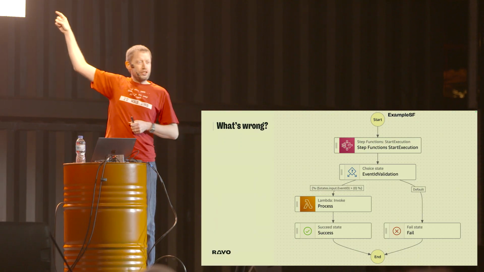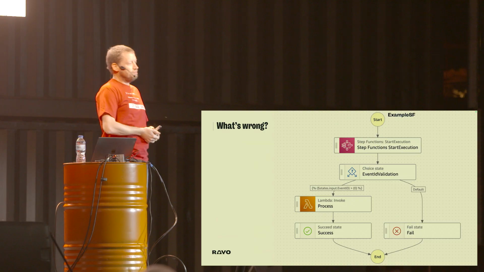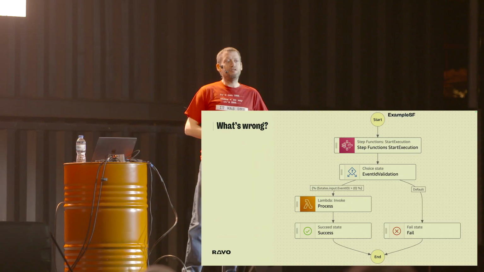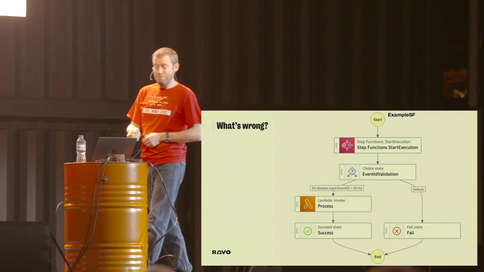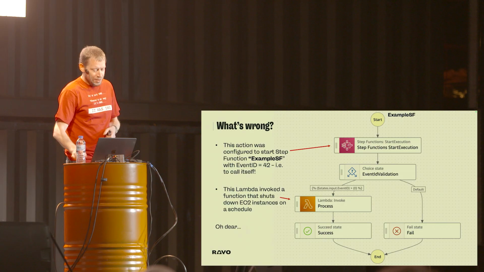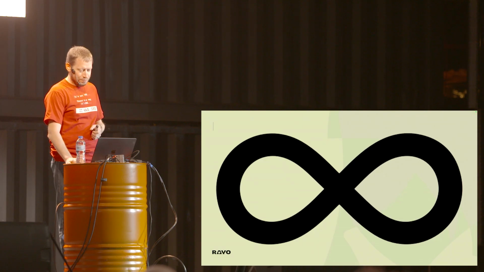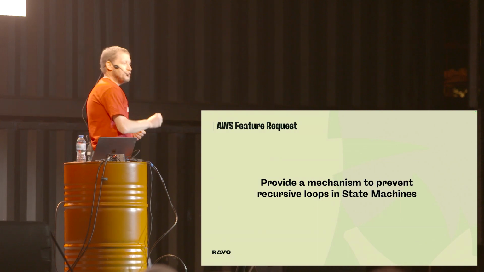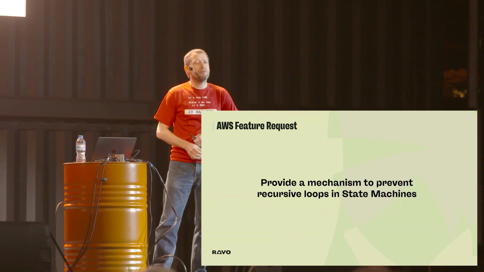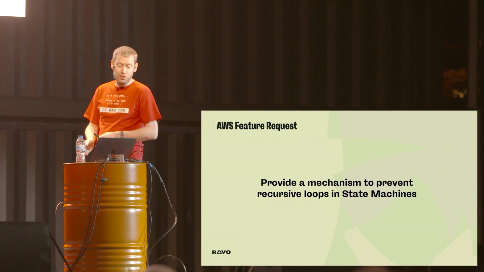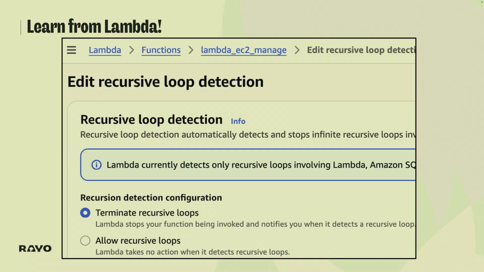What the first box does is call another step function. That step function called itself. Spot the problem? So it called itself with a valid ID, which meant it took the happy path through Lambda and then on to success, in theory. But we had a problem. Second feature request, please find a way of disabling recursive activity in Step Functions. Lambda does it. Step Functions team, please do the same.